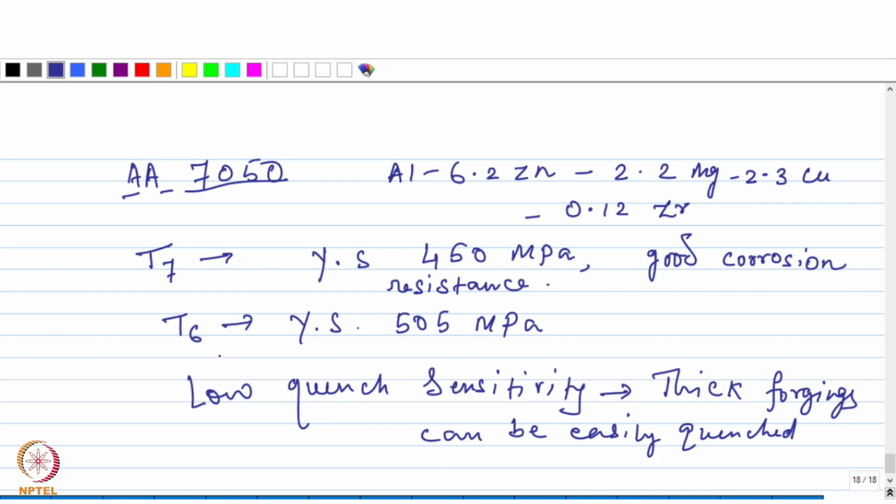And in fact, in order to have a better low quench sensitivity for these alloys, this can be quenched in hot water or warm water.